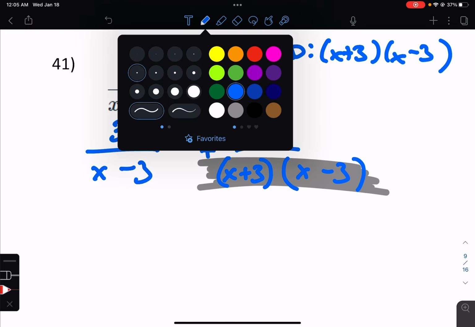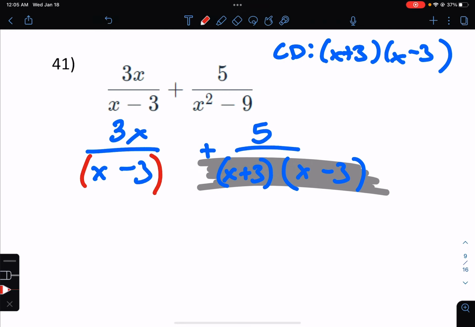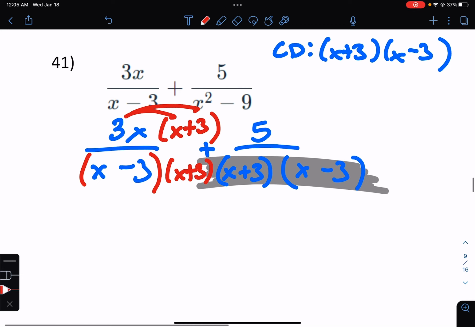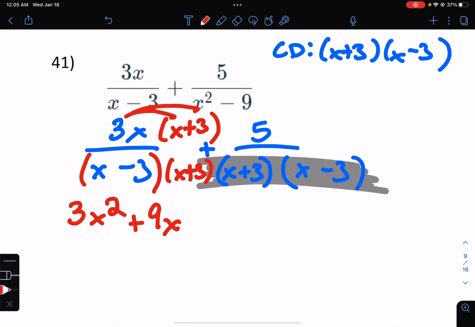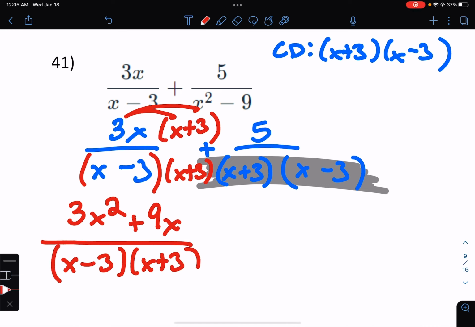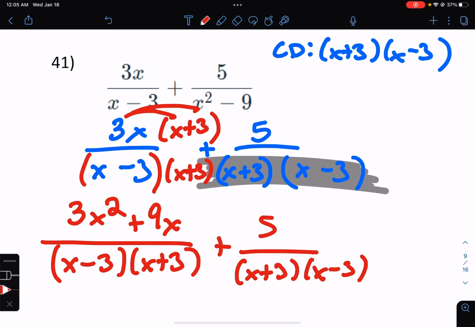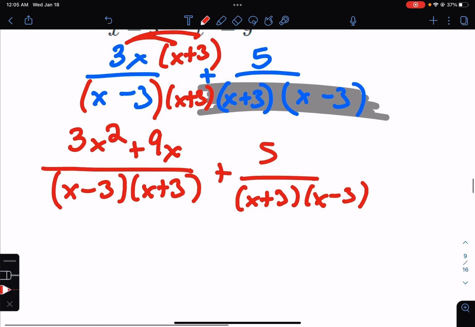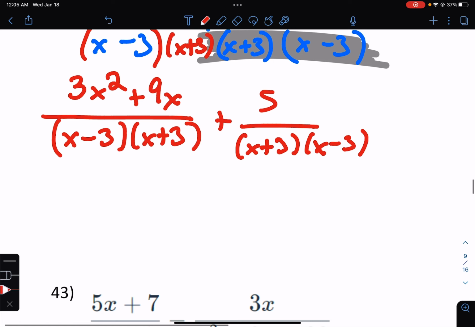Now, this first guy already has an x minus 3 right here. So he's missing his x plus 3. So we're going to do x plus 3 times x plus 3. Now, make sure you distribute the top there. So we get 3x squared plus 9x all over our common denominator of x minus 3, x plus 3. Plus, and then this guy who is already chilling, we get x plus 3, x minus 3. And then we don't have any negatives to distribute, so it's really just like combining like terms on top.